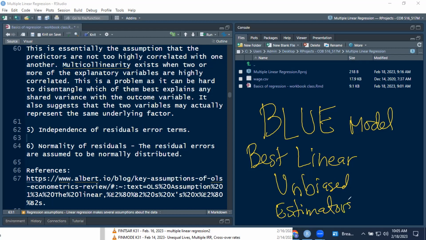Okay? Yung estimators natin, ito yung betas natin. Beta null, beta 1, beta 2, beta 3, etc. No? We have what we call the BLUE model. Now, when there are violations of the assumptions, then this is affected. So we'll take a look at this when we go to diagnostics.